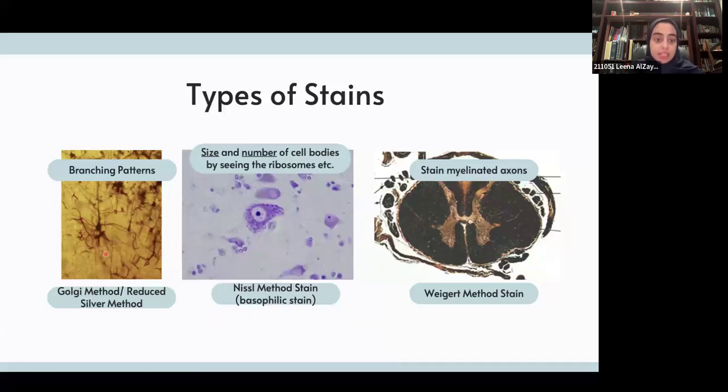Over here, in the Golgi method staining or the reduced silver method staining, you can only identify branching patterns. You cannot see the cell body, you cannot see ribosomes, you cannot see Nissl, you cannot see anything except the branching patterns of the dendrites and the axon. Okay, so this is the Golgi method. Then you have the Nissl method. The Nissl method is basically detecting the Nissl bodies, which are ribosomes, and it's basically a basophilic stain, but because you're focusing on these ribosomes that are in the cell body, in the cytoplasm, you are able to see the neuronal cell bodies specifically.